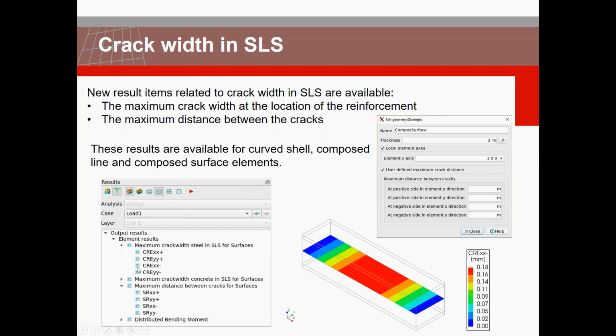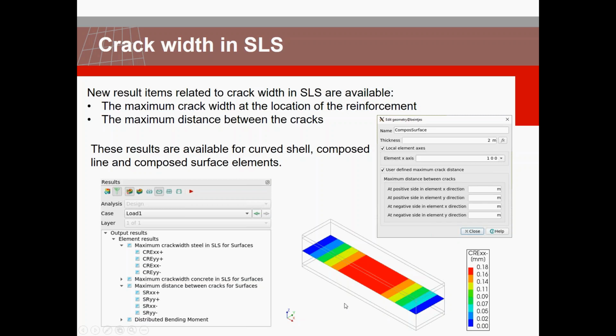And as you can see, the outcome is the maximum crack width in the steel in SLS for the surface. So here you can see the crack width in XX plus and minus and in YY. You can also check the maximum distance between the cracks. So this is the value that's automatically calculated. You can also view this as a result to see if it's correct.